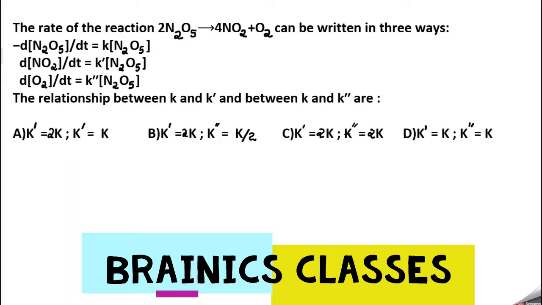The rate of the reaction 2N2O5 getting converted to 4NO2 plus O2 can be written in three ways. That is, minus d by dt of concentration of N2O5 is equal to rate constant k times concentration of N2O5, and d by dt of concentration of NO2 is equal to K dash into concentration of N2O5, and d by dt of concentration of O2 is equal to K double dash concentration of N2O5. The relationship between K dash and K double dash.